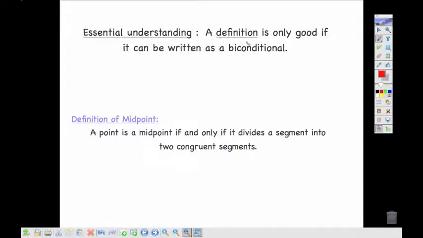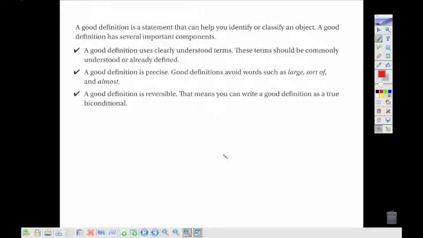Now, this is also a good way to write a definition. If we can write something as a biconditional, then it can be a definition also. For example, this one we were looking at, midpoint. So the definition of midpoint is that it divides a segment into two congruent segments. Therefore, if we find something that fits, something dividing a segment into two congruent segments, and really it is referring to a point, then we know that that point has to be a midpoint.